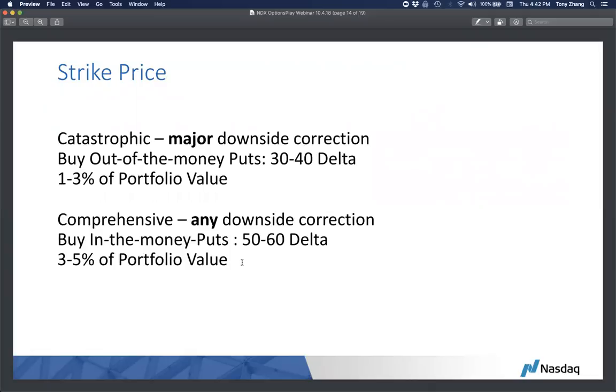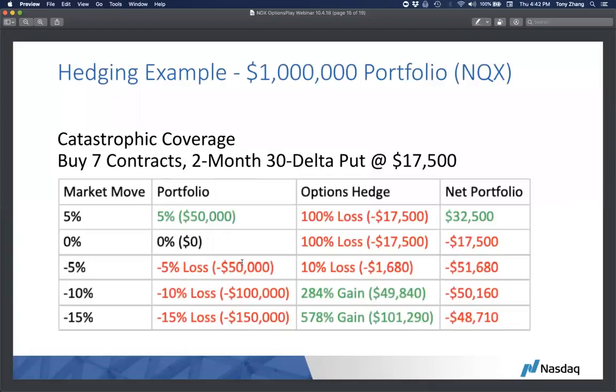So what I want to do is actually illustrate the difference between these two, and that's really the key here today: to help you understand the difference between these two and help you decide which one's best suited for you, depending on what your views are for the market and what type of protection you're looking for. So I have a hedging example here for catastrophic coverage. This is talking about buying an out of the money put option.